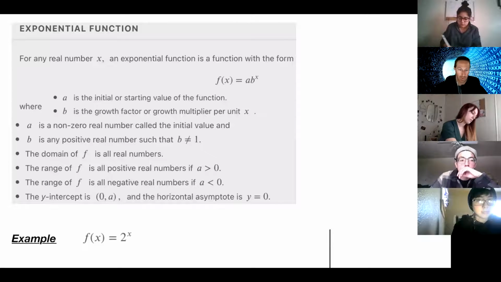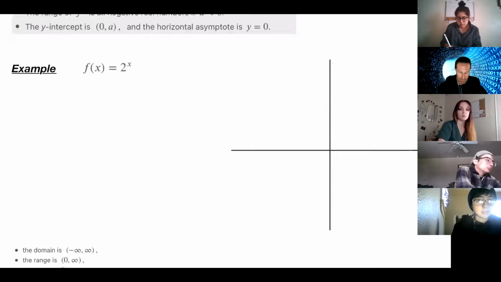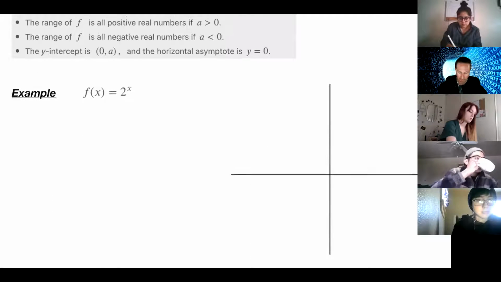Okay? So again, we're not going to have a base that's 1, and we're not going to have a base that's negative. And if our A is positive, we know it's increasing. A is negative, it's going to decrease. And we'll talk about the domain and range of these things with this quick little function right here.